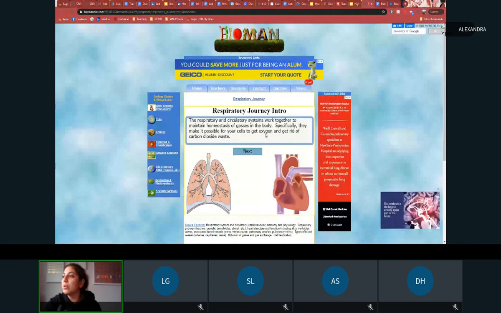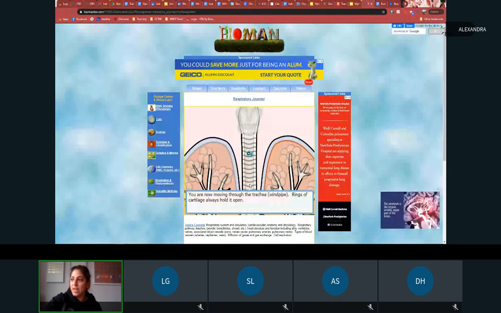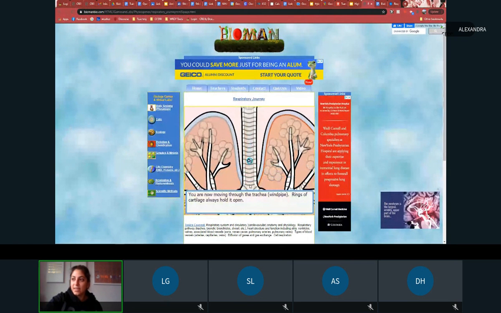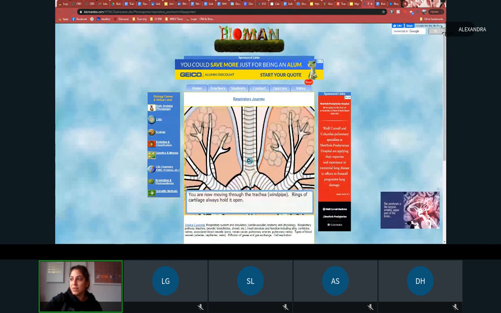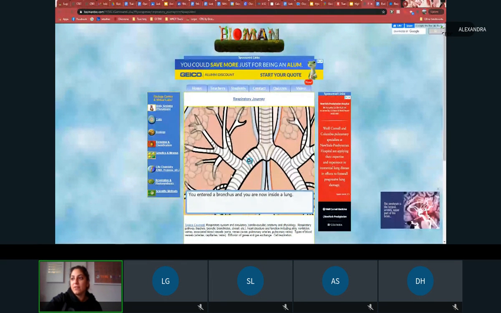And so when you're going through this simulation, you're going to really just be following along with what it says. It says that the oxygen first needs to enter through the mouth or nose, which we're not going to show, and pass through the throat, specifically the trachea. So you are going to go through these directions. You're going to tap or click in order for the oxygen to go down through the trachea. One goes to the left lung and one goes to the right lung. So we're going to have it go in and follow.